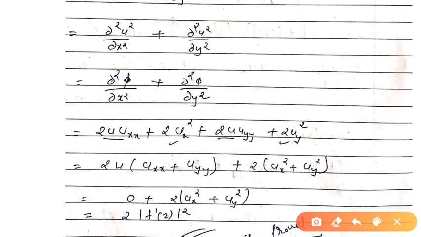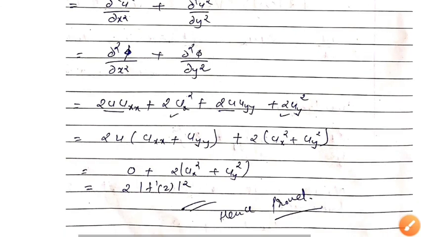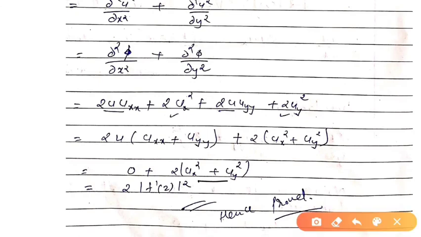Next, from this term and this term you are taking 2 common. So you are left with ux square plus uy square. We have just solved above that in place of this whole term you can write |f dash z| whole square, and hence we have proved our given equation.